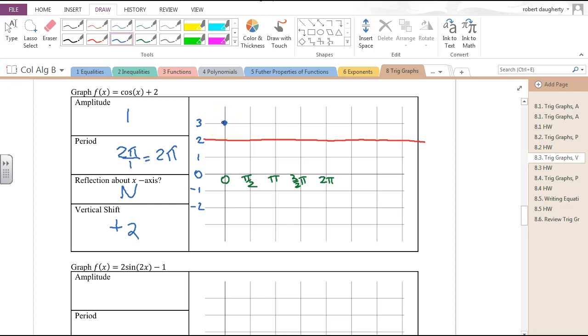Normally the cosine starts at 1, it ends at what? 1. Halfway in between, it's where? -1, okay? And then halfway between these 2 points is what? 0. And halfway between these 2 points is 0. So what this looks like is this curve. So it's a cosine graph that should be shifted up 2, okay?